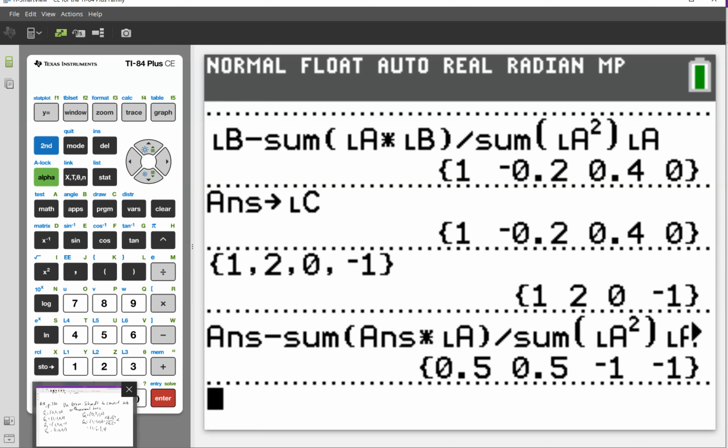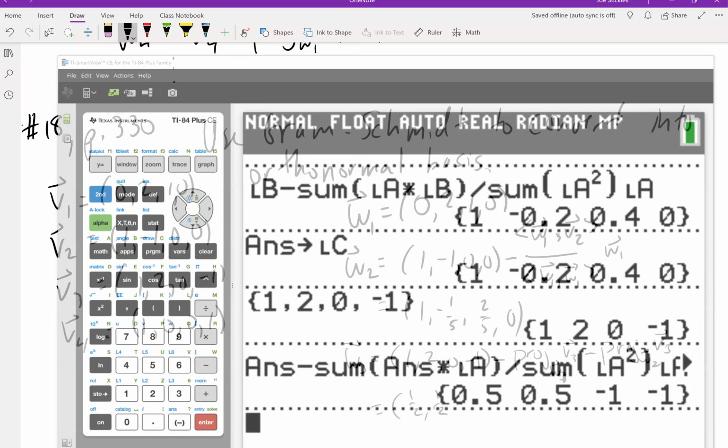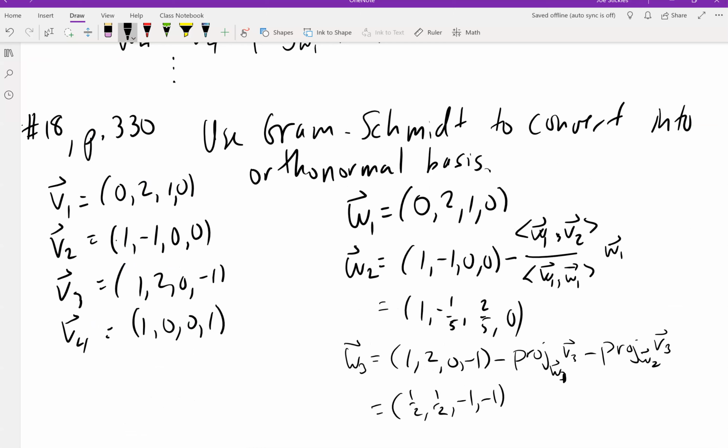So our third vector here, W3, this again is going to be the 1, 2, 0, negative 1. This is minus the projection of V3 onto W1, minus the projection of V3 onto W2, which was 1/2, 1/2, and I forgot the other two numbers, -1, -1. Cool. All right.